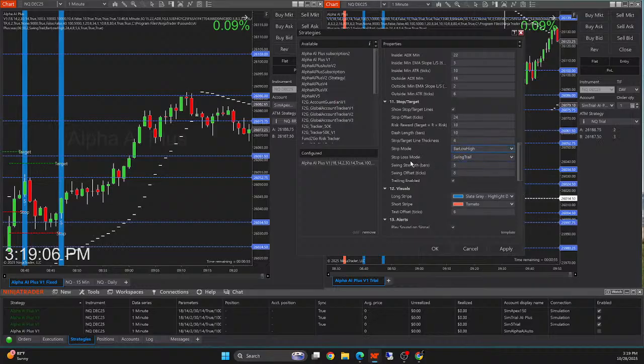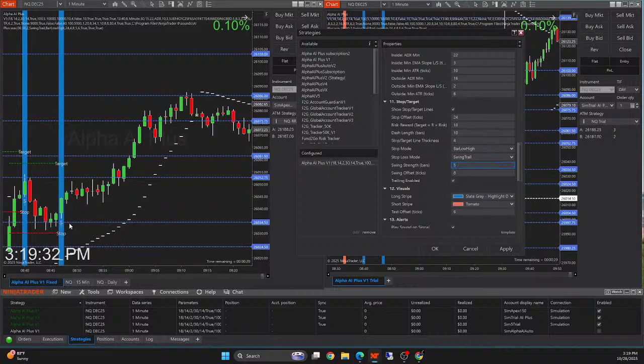And then in the stop loss mode, you can make it fixed or swing trail. With fixed, the bot will not move the stop. It will have a fixed target and fixed stop. If you use swing trail, it will actually trail your stop loss automatically depending on the swing strength here.